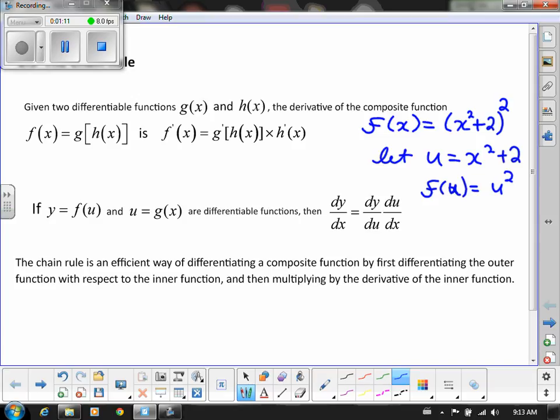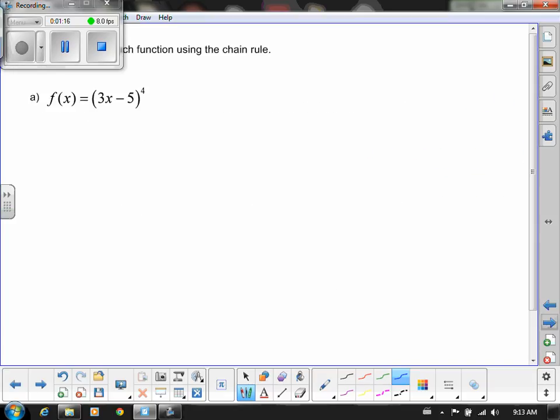So, without further ado, let's look at some examples. So, our first example here. We're going to solve this using the chain rule. f of x equals (3x minus 5) to the power of 4. So let's start. We have let u equal 3x minus 5. So now I'm going to rewrite that. f of u equals u to the power of 4.